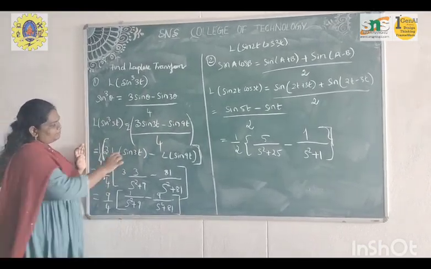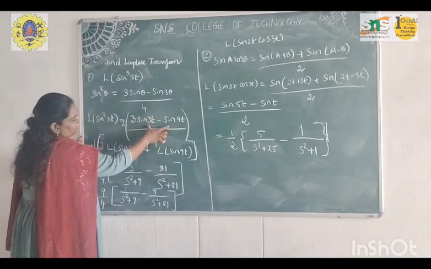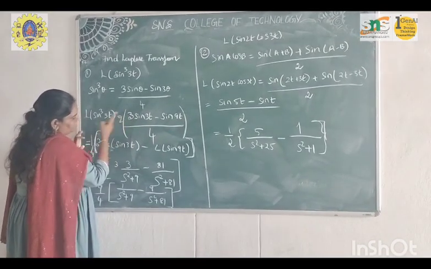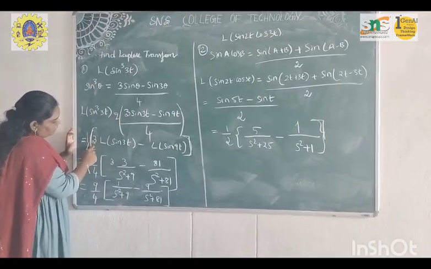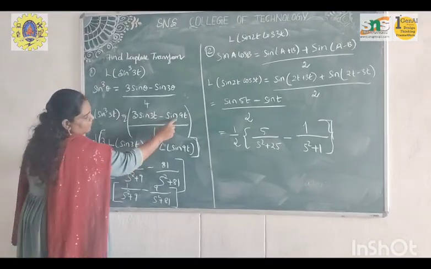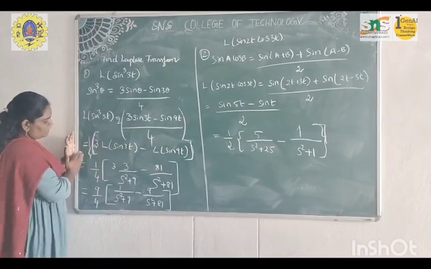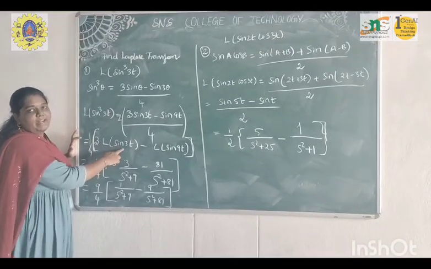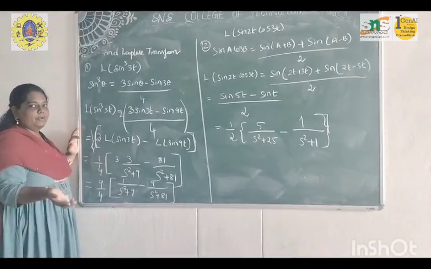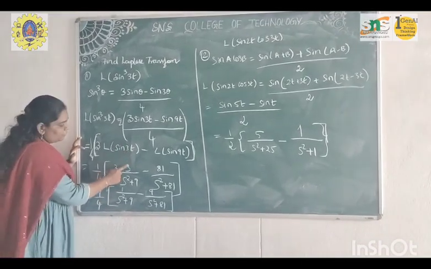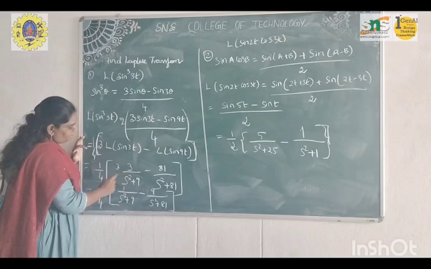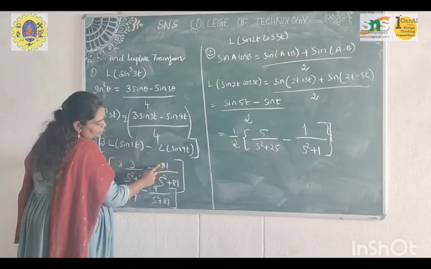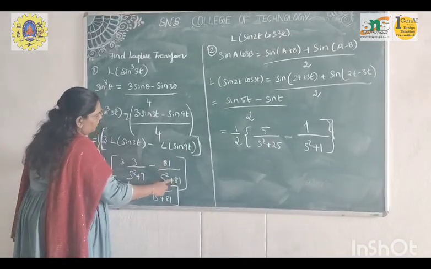So now we have to split up the Laplace equation into these terms. So L of 3 into sin 3t. We have to write the constant term outside. So 3 into L of sin 3t minus L of sin 9t. We are taking 1 by 4 as a common term. So 1 by 4, we know the formula for L of sin at: L of sin at is a divided by s squared plus a squared. So our a here is 3. So 3 divided by s squared plus 9, minus, here our a is 9, so 9 squared, which is 81, divided by s squared plus 81.